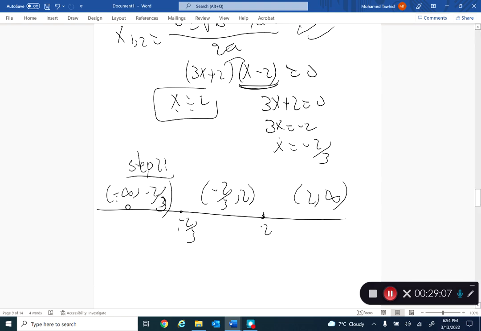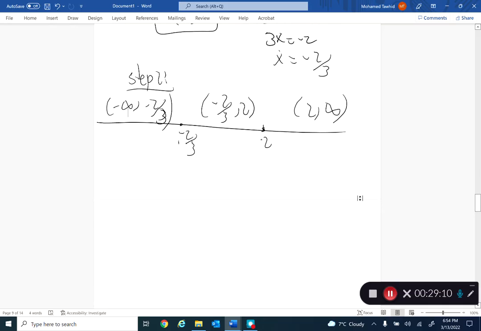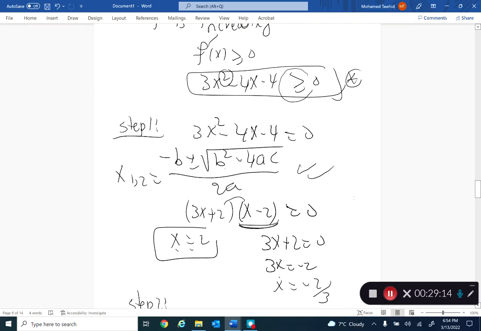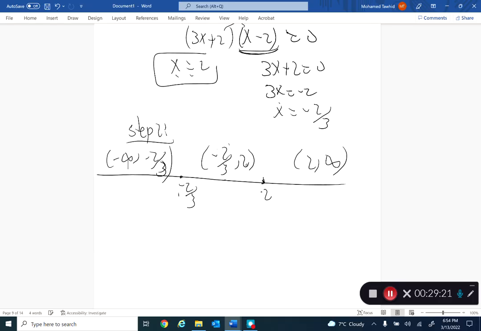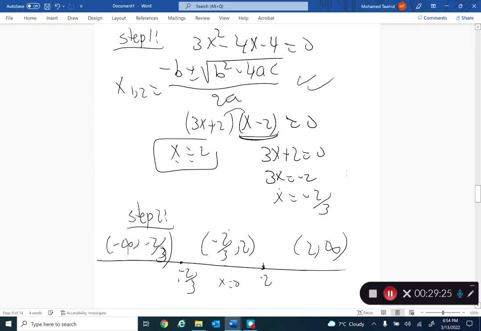So now I have to check which one satisfies this inequality, where f is increasing, greater than or equal to 0. I have to try between negative 2/3 and 2. Which number is easy to pick? x equals 0, that's the easy number.